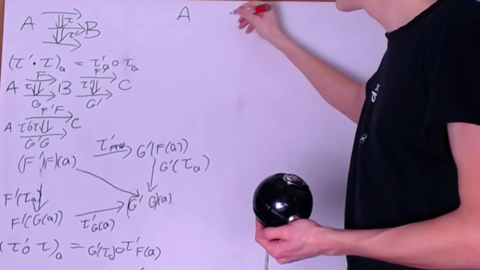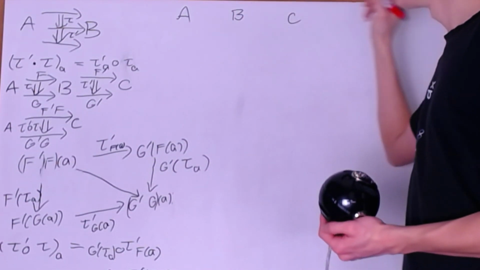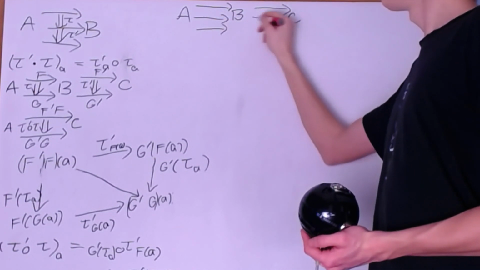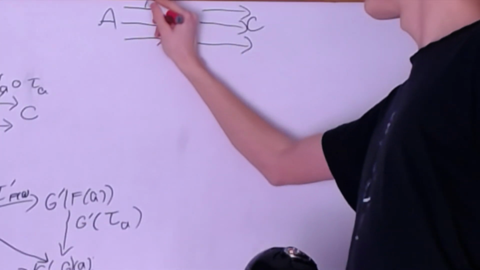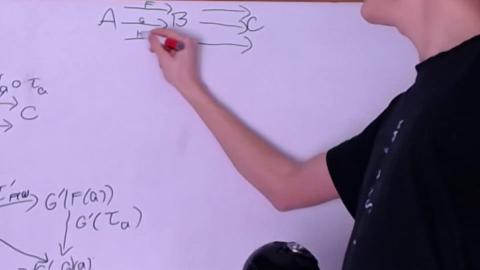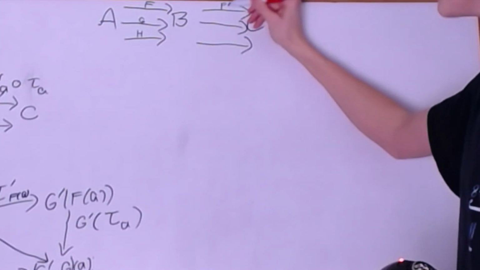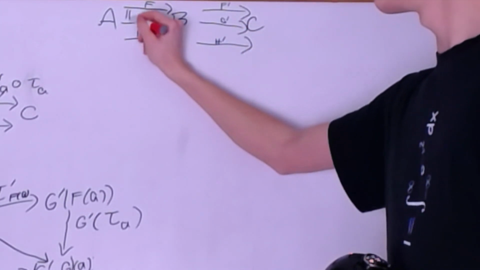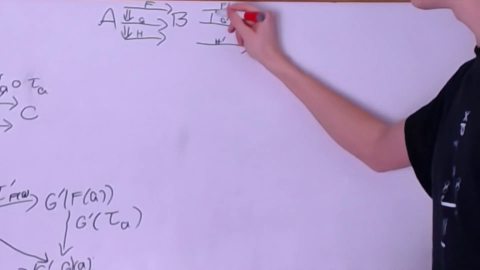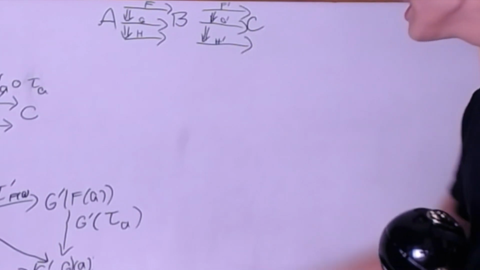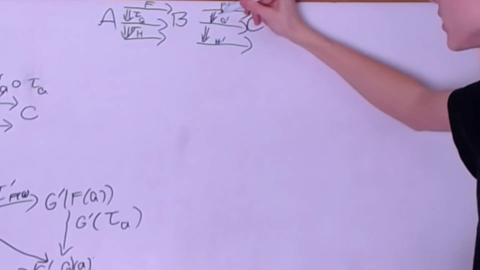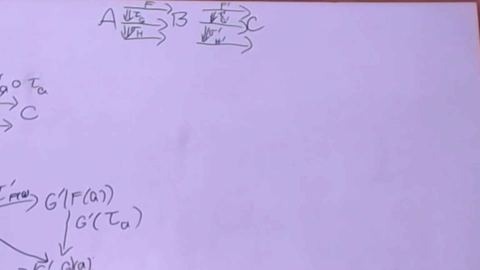So I have three categories, A, B, and C, and we'll have three functors between each of them, like this. Then I'll call them F, G, H between A and B, and F prime, G prime, and H prime between B and C. And then we'll have natural transformations between each of these, like this. So this first one I'll call tau, the next one I'll call sigma, and on this side I'll call them tau prime and sigma prime. Sorry for writing it so small, but I'll always point at where they are in the diagram.